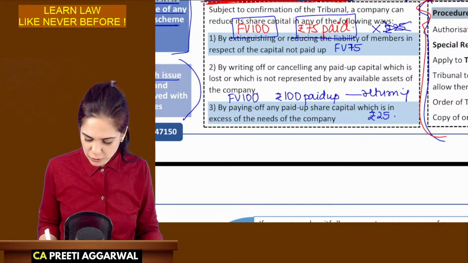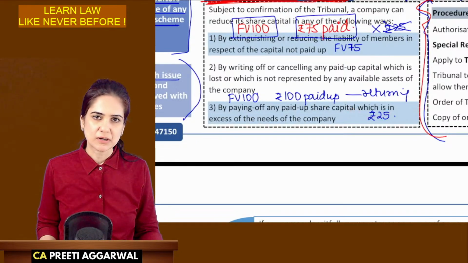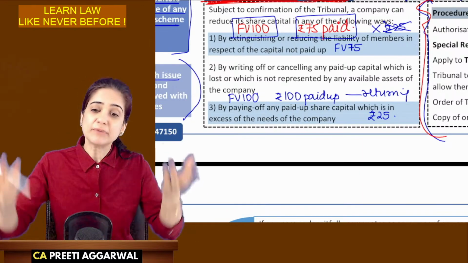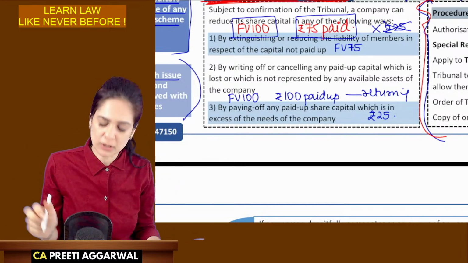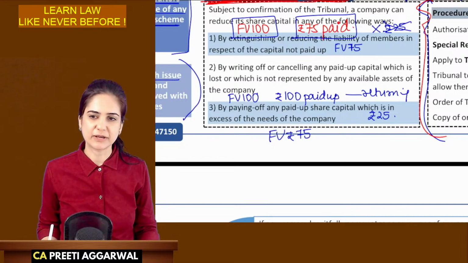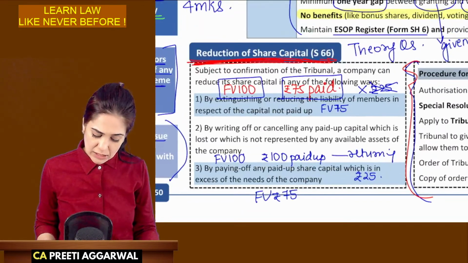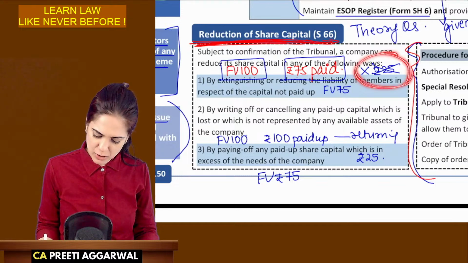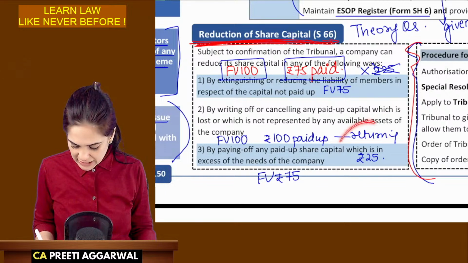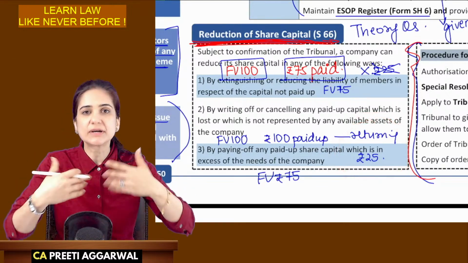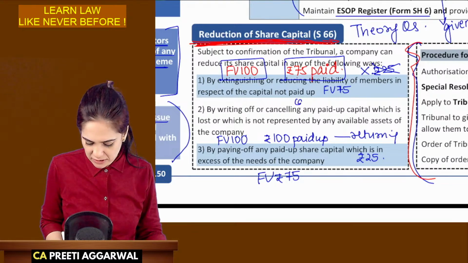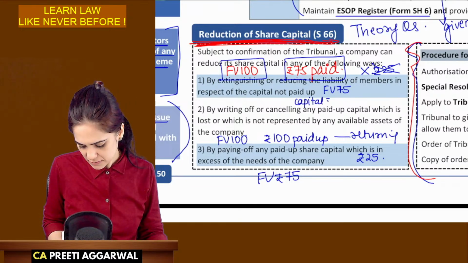I am telling them you take back your 25 rupees. I will call it when I require. Ma'am, but what if I am returning 25 and I will not call? Then yes, the share is reduced to face value 75. The difference is here people had not sent money and I am telling them don't send. Here they had sent money but I am returning it. Writing off or cancelling the paid up capital, here the capital is lost.